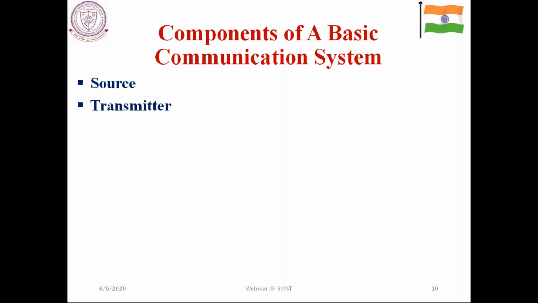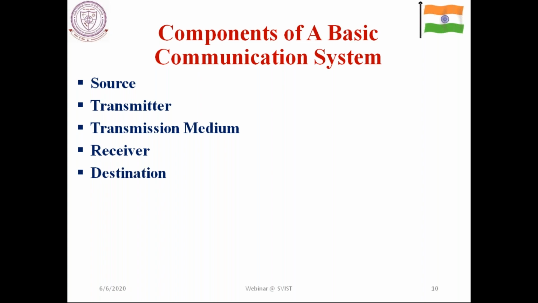And then you require some kind of transmission medium so that the signal can be transmitted and it should be properly received at the receiving end, right? And then it should be properly transferred to the destination, right? So these are the 5 different components of a basic communication system, okay?